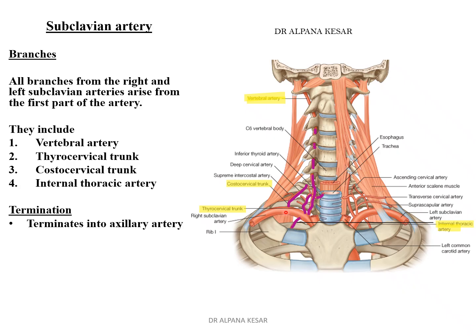The subclavian artery extends laterally till the outer border of the first rib. After that, it enters into the axilla and continues laterally as the axillary artery. Axillary artery is a continuation of subclavian artery.